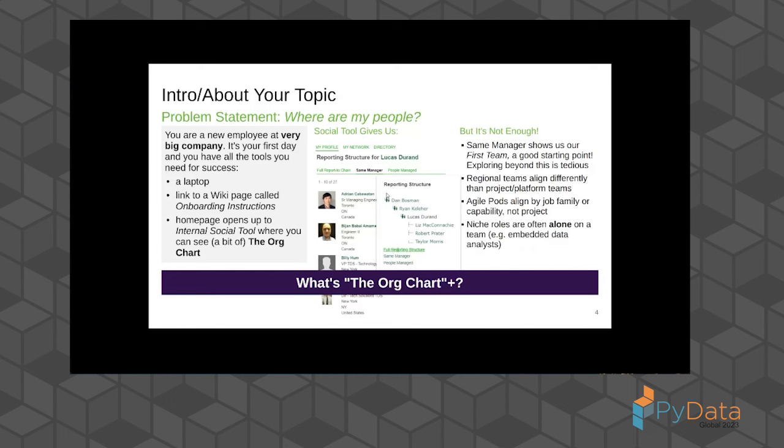The last piece to point out is that niche roles, especially in the data science and analytics realm, I see this a lot. Niche roles are often embedded and alone on teams. So someone will get the data scientist from some other group who will come and be embedded in your team for 6 months, build something. But if they're looking at this reporting structure, they're really out to lunch in terms of finding similar people to talk to. They really are working on different kinds of things.